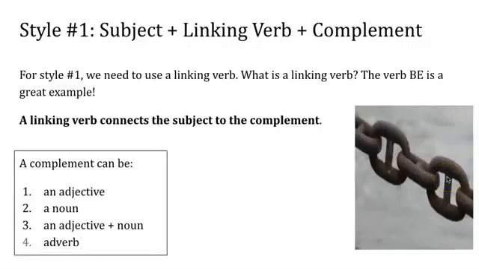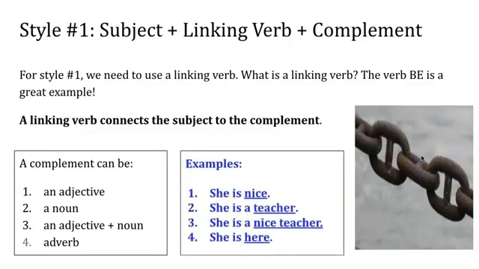Okay, so the complement can be an adjective, a noun, an adjective and a noun, or an adverb. If this is the complement, that means the subject is this one. So we're connecting the subject to the complement using the verb be. Here are some examples. She is nice. Nice is explaining the subject she.